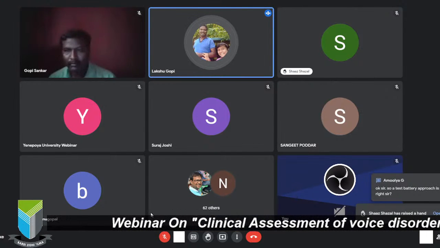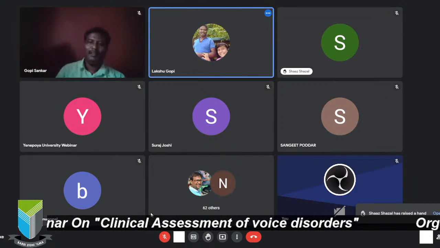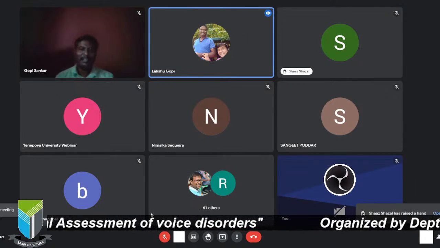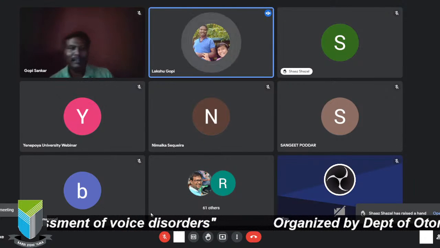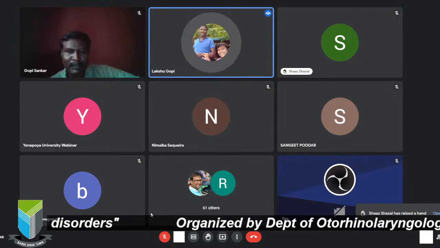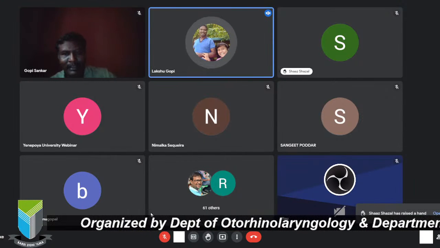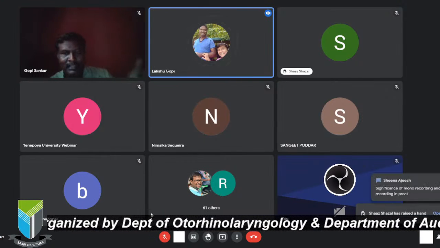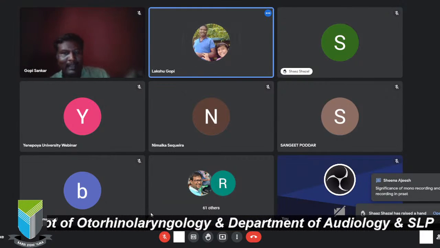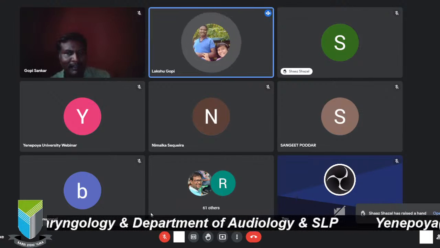Yeah, when you say test battery approach is recommended, again, it's not a test battery approach. It's a test protocol approach. For example, if I have to say the AIISH protocol for voice assessment, we would start off with a case history. I'll come back to mono recording and stereo recording. Before that, I'll just clarify the test battery approach.